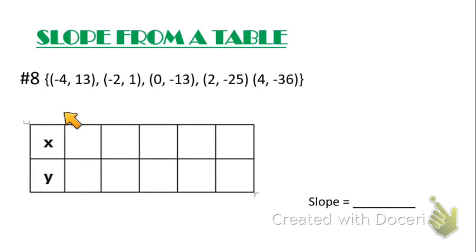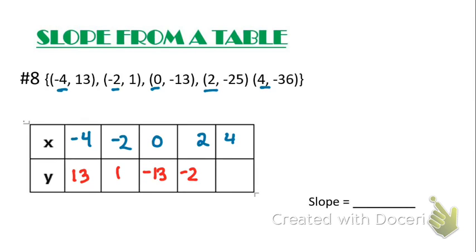Number 8. On number 8, we have a horizontal table instead of a vertical table. It does not change what you will be doing. So let's put in all our x's on the table. Again, that's all these first numbers. Now we're going to put our y's. 13, 1, negative 13, negative 25, and negative 36. Okay, so again, those were our y's. The formula is change in y over the change in x. And again, you can pick whatever numbers you like.